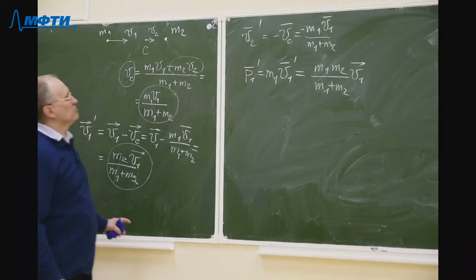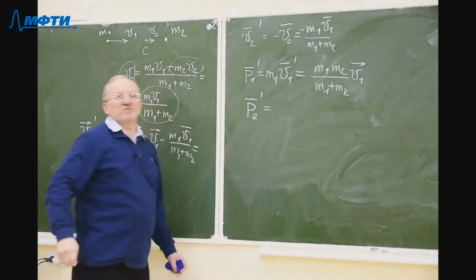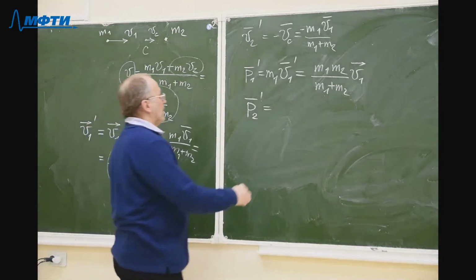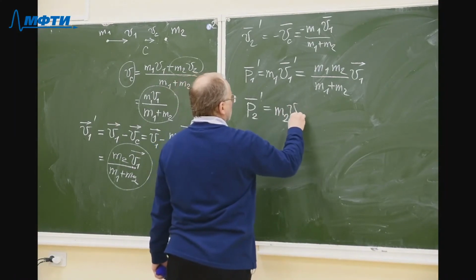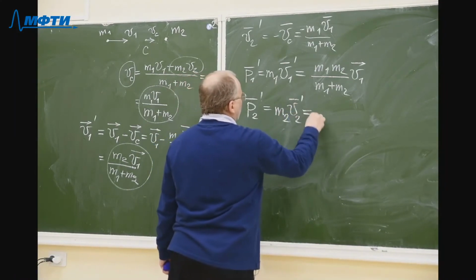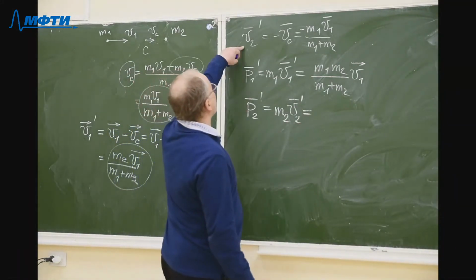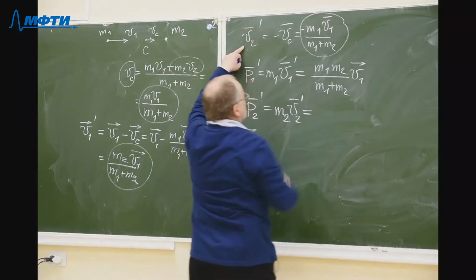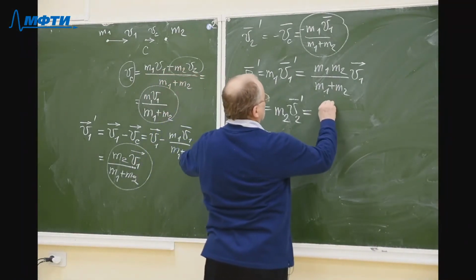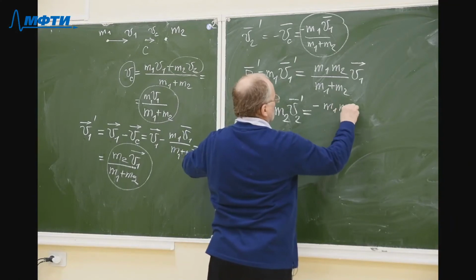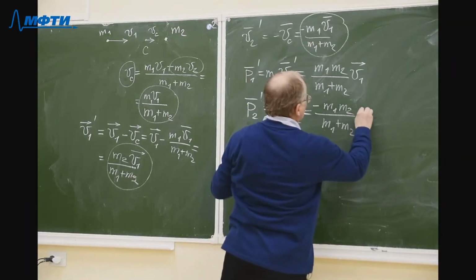And what will be the momentum of the second particle, as viewed from the center of mass system? That will be, by definition, the mass of the second particle times the velocity of the second particle, m2 v2 prime. v2 prime is here, and we can use this expression to obtain immediately the value for the momentum of the second particle. It will be equal to minus m1 m2 divided by m1 plus m2 times v1.